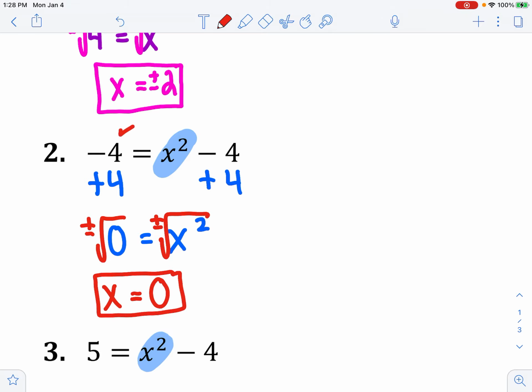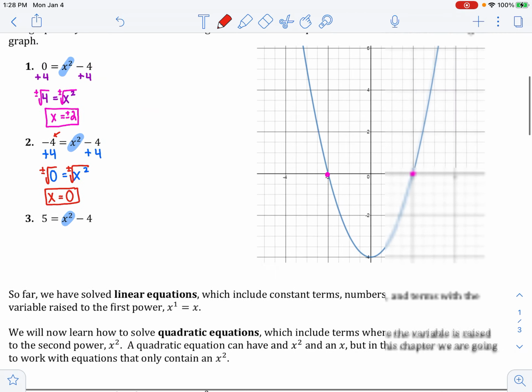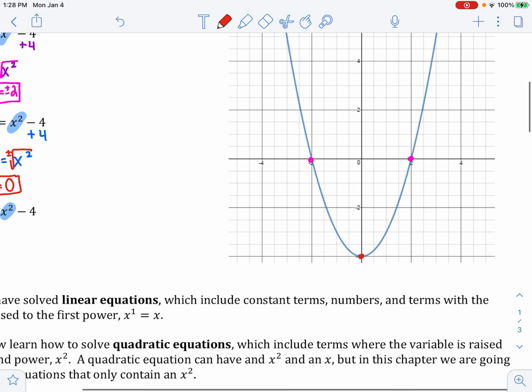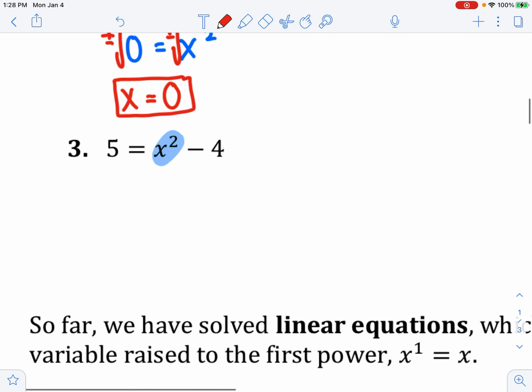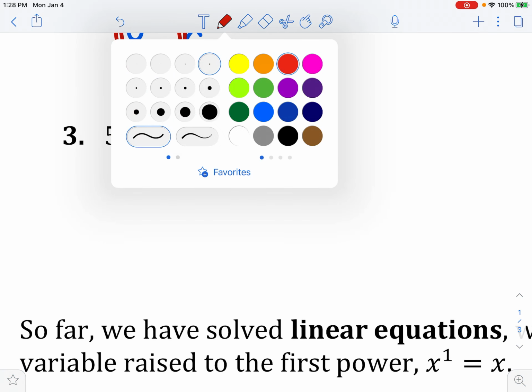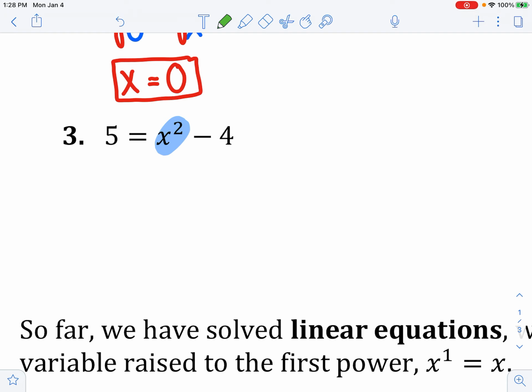So let's look. When y is negative 4, what is x? When y is negative 4, what is x? It's 0. All right, last one here. I need to isolate x squared. I'm going to add 4 to both sides.